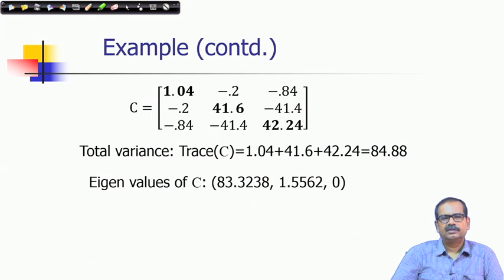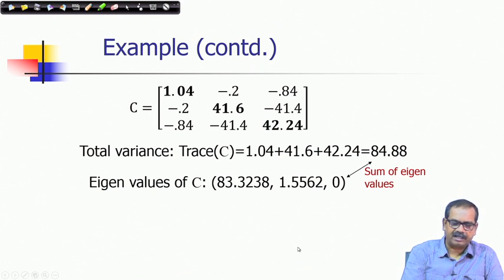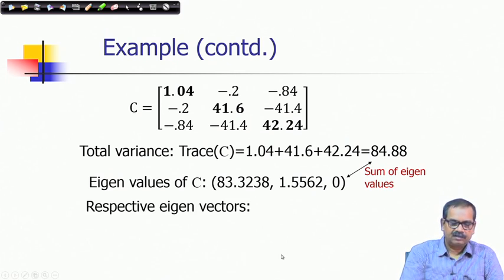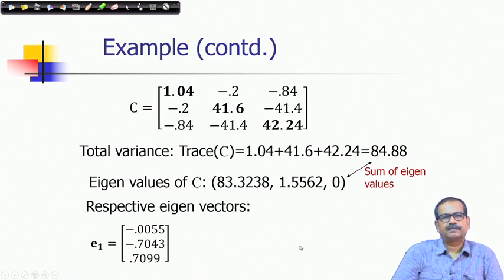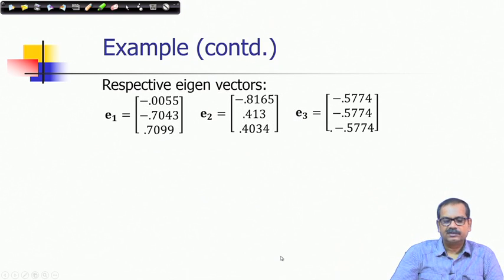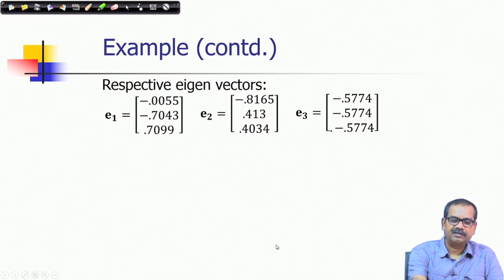So, what we can do? We can represent this data because the third is 0. So, we can represent this data only using these 2 components itself. And you should note that the sum of these eigenvalues is the same as the total variance of the data. So, the respective eigenvectors with respect to the eigenvalues, that means E1 corresponds to the eigenvalue 83.3238. E2 and E3 similarly they correspond to the eigenvalues 1.5562 and the other one is 0. So, we can perform the dimension reduction by considering projections along E1 and E2 only.